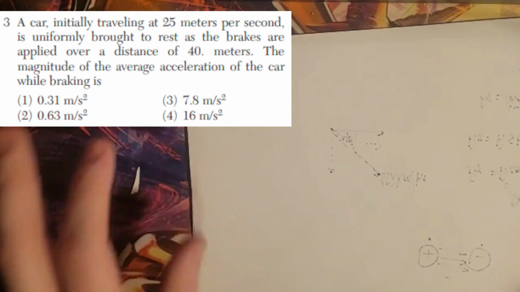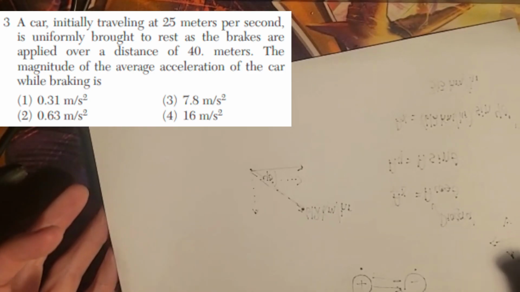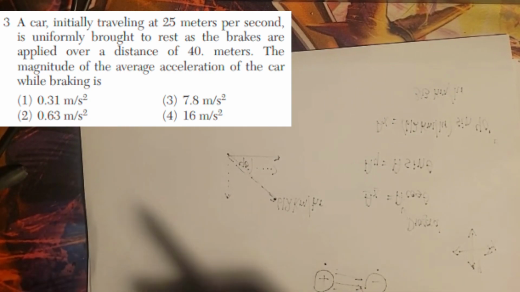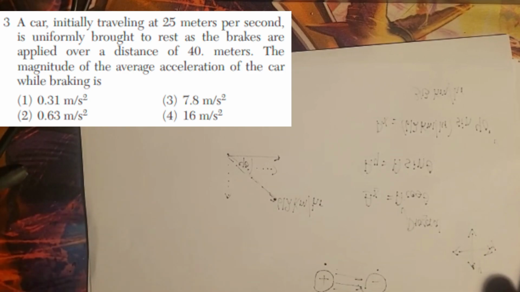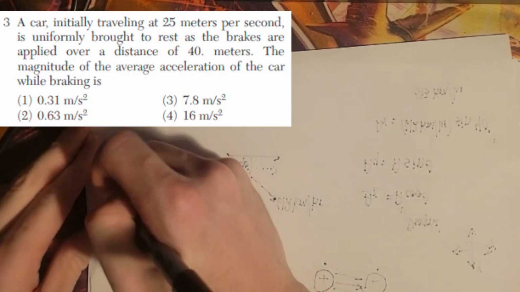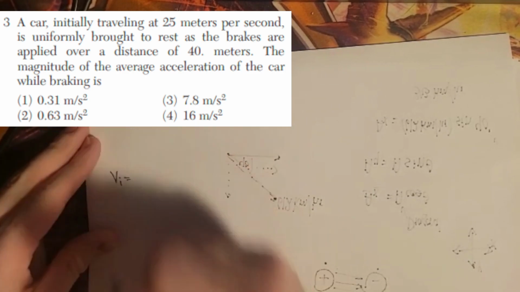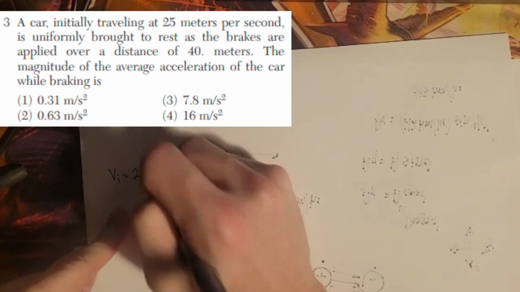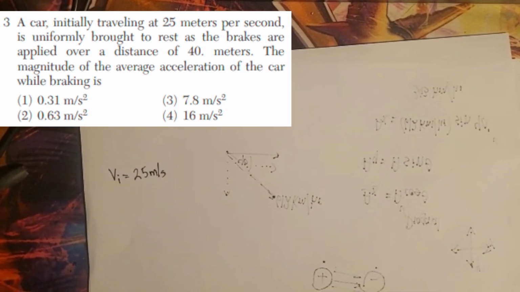So every question you should always approach the same way, right? Write down what you know from the question, and then also write down what you don't know, and then find a formula that incorporates all of these. So it says it's initially traveling at 25 meters per second. So what I'm going to say is Vi, my initial velocity, is 25 meters per second. It's uniformly brought to rest.